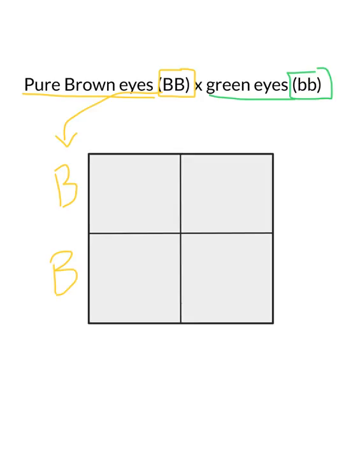Now we'll do the same for our green-eyed trait, but we'll put it up here. We'll take one of our recessive green-eyed alleles and our second green-eyed allele and match it up there. Now we've successfully set up our Punnett square.